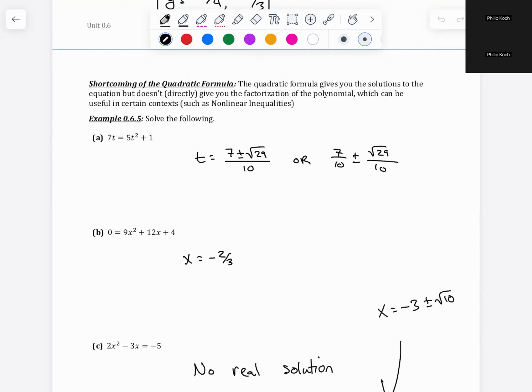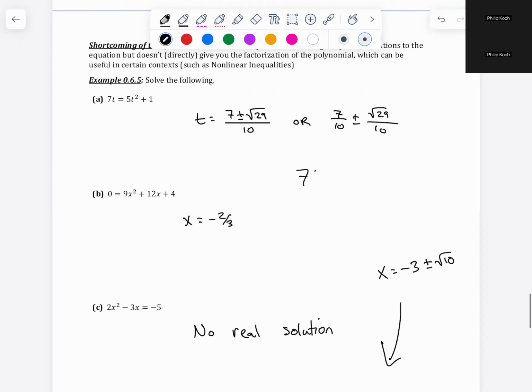If it was like this, if it was 7t equals negative 5t squared plus 1, I would definitely try and bring everything over to the left so that my leading term was positive. So I'd add 5t squared, I get 5t squared plus 7t minus 1 equals 0, because I like to have my leading coefficient be positive because that makes factoring a lot easier. But it is not required.